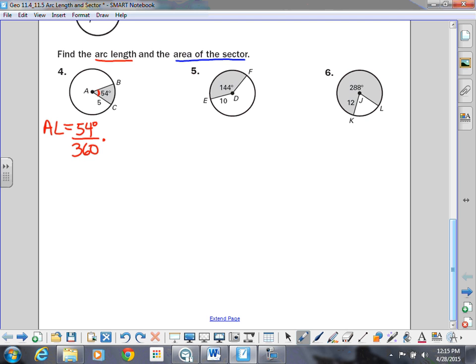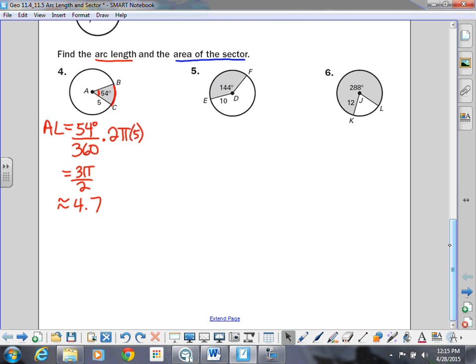And I'm multiplying by the circumference, which is 2 pi r. Here my r is 5. And if I do that in my calculator, that gives me 3 pi over 2. And I really want an approximation, so let's do 4.7. That comes out to be about 4.7 for the arc length. Remember, that's this distance right here.